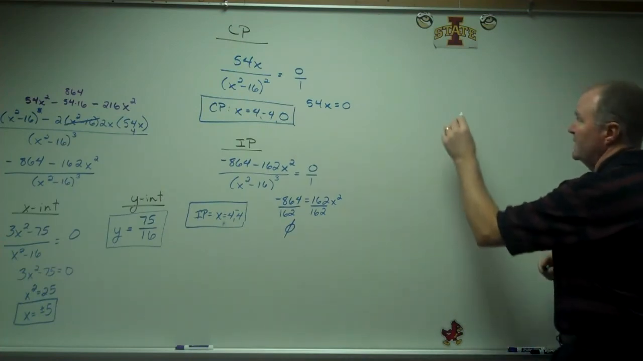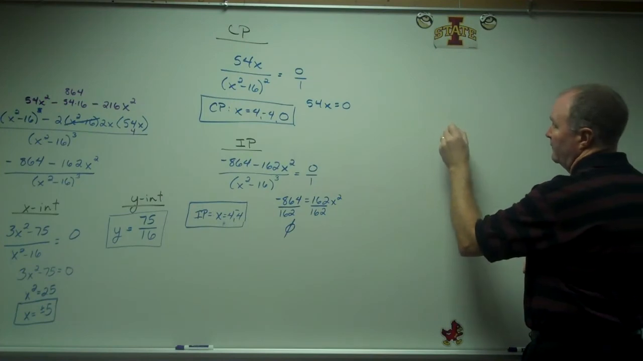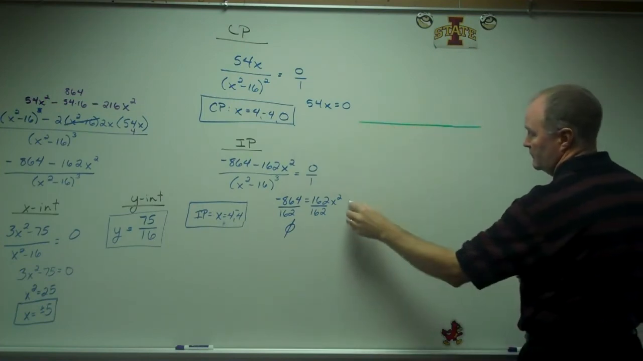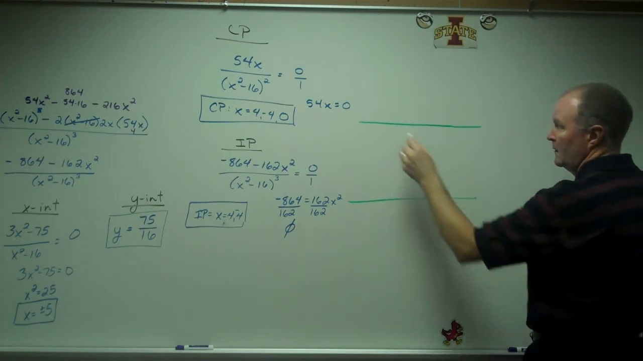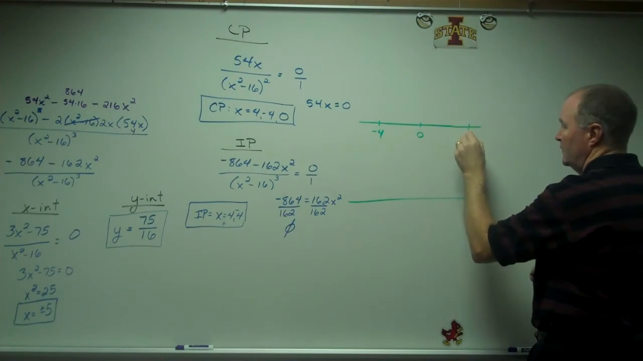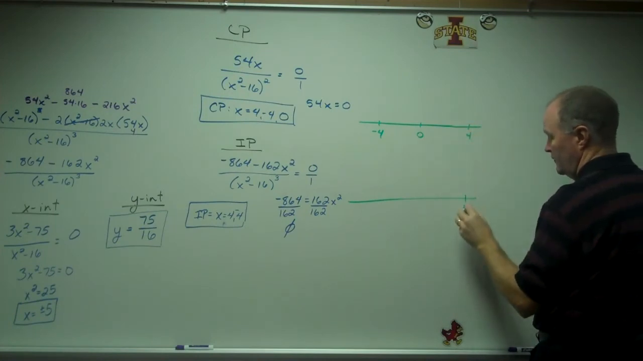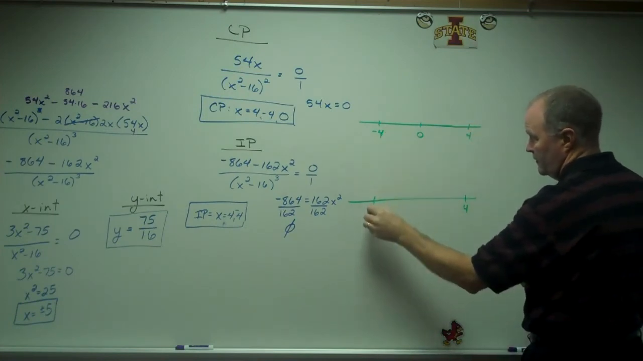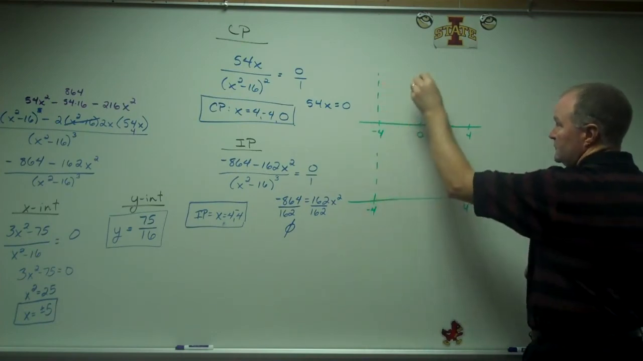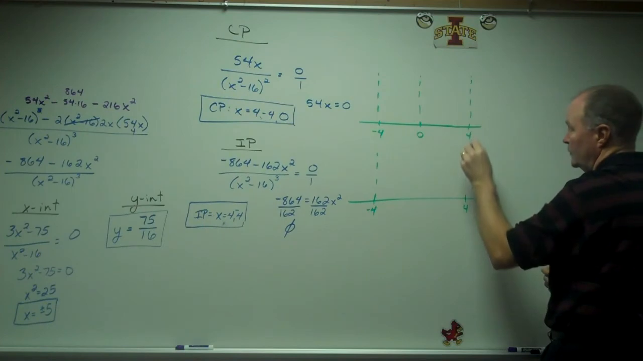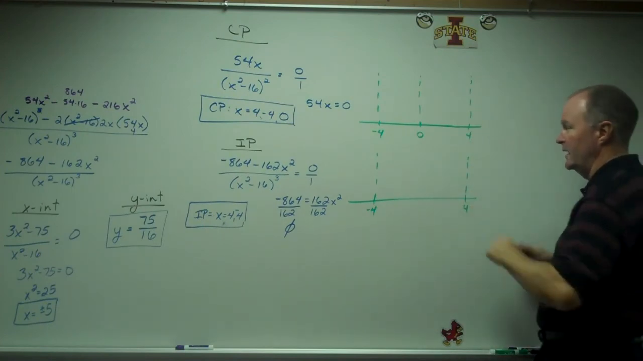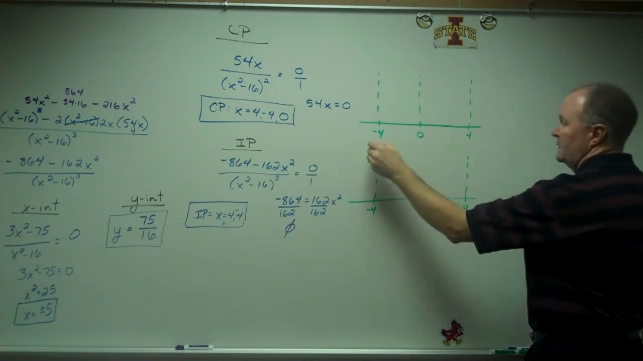Then we're going to do our increasing, decreasing, concave up, concave down. Negative 4, 0, and 4. What do you know about the 4 and the negative 4? They're neithers.